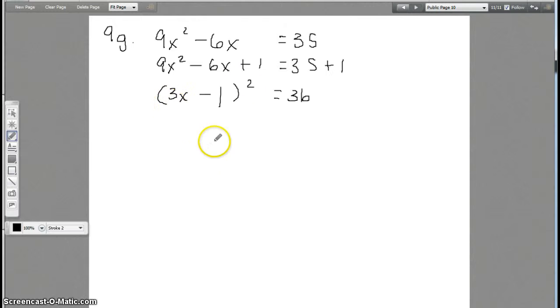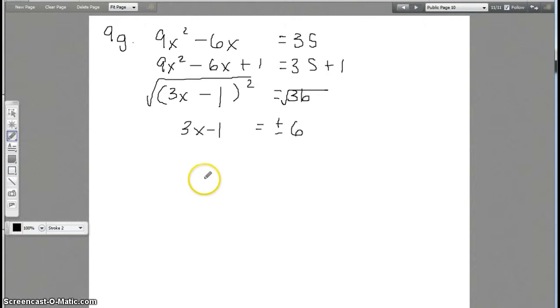Now that our x is in a square on the left side, we can take the square root of both sides. So when I do that, I end up with 3x minus 1 on the left side. On the right side, I end up with plus or minus 6 because remember, this 3x minus 1, we don't know whether it's positive or negative because when we square it, we'll always end up with a positive. So we have to allow for it to be either positive or negative.